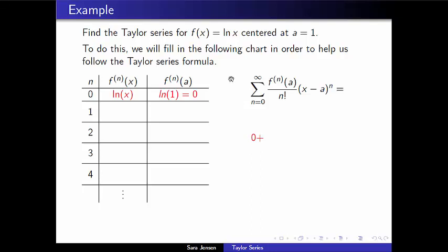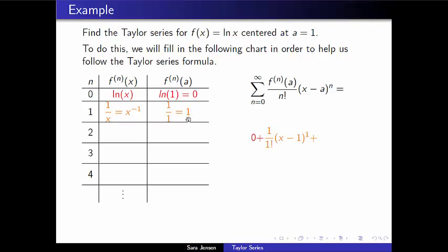Okay, now let's actually compute some derivatives. The derivative of the natural log of x is 1 over x. I'm going to rewrite that as x to the negative first power because that's going to be easier for taking derivatives as I continue on down this column. When I take that 1 over x function and plug a is equal to 1 in for the x value, I get 1 over 1, or just 1.